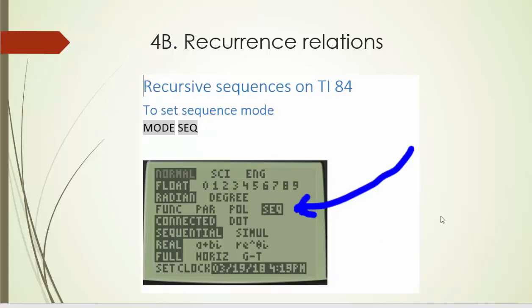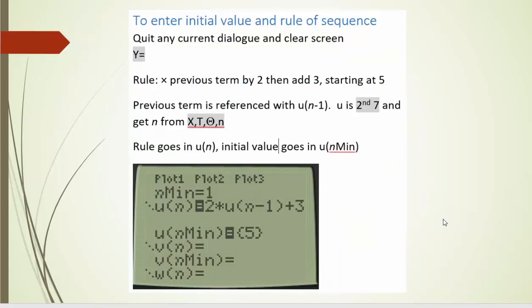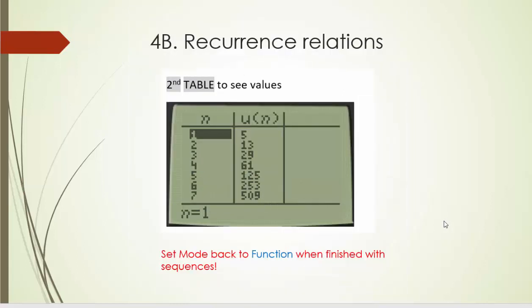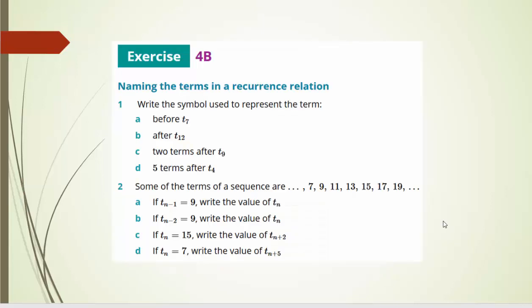Here it is on an ordinary graphics calculator, an old TI-84 graphics calculator. You still set mode to SEQ. You still do exactly the same thing, but your screen will look like that. un equals 2 times un minus 1 plus 3. un min, you just put a 5 in, and the sequence will look like that. As it says on the bottom of the screen, don't forget to set mode back to function when you finish with sequences. Okay, well that's the lesson for 4B.